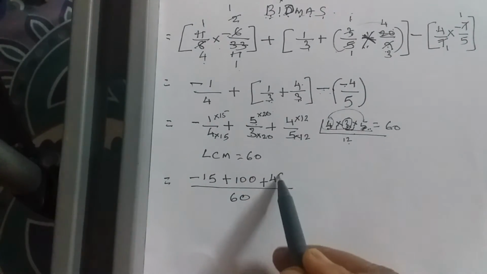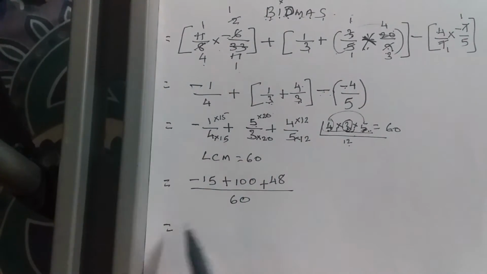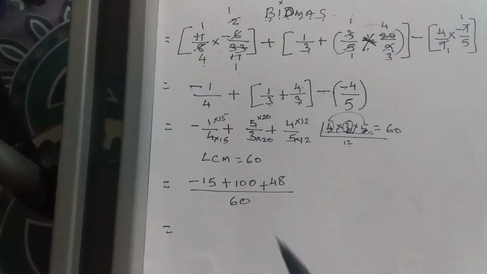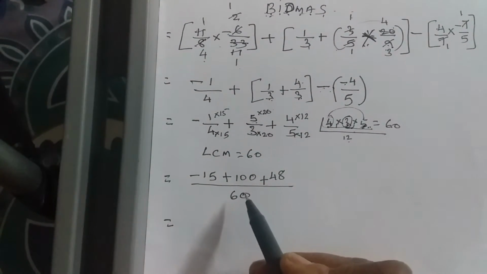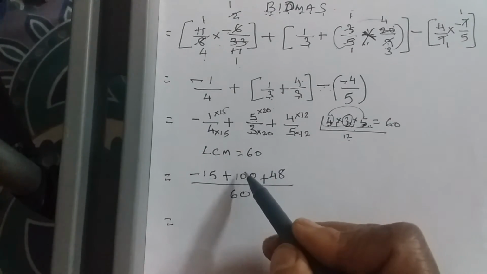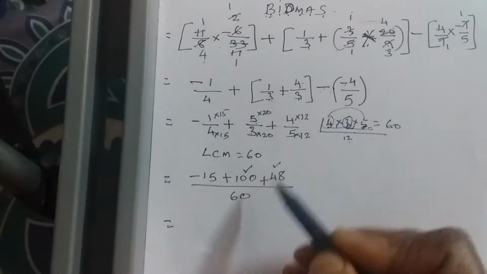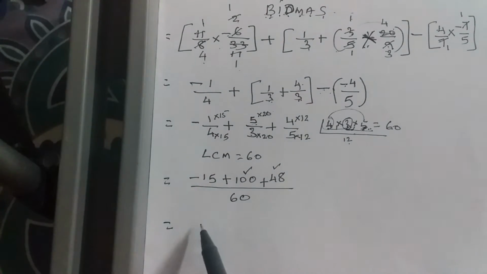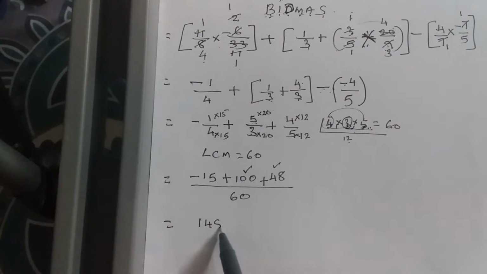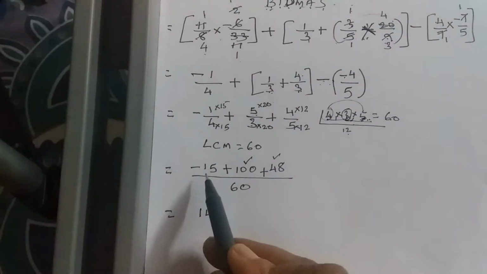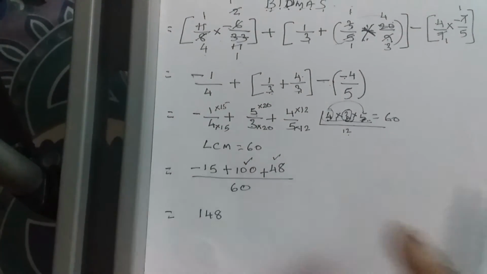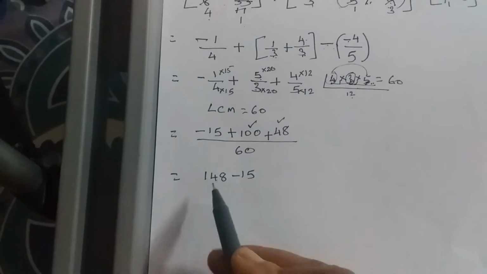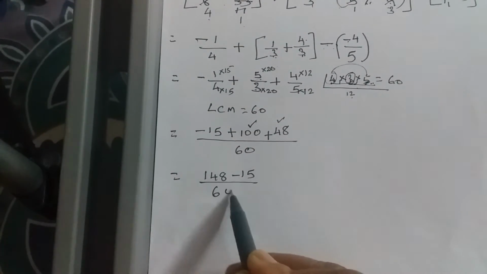4 12s are 48. Now look at the numerator. We have one negative number and two positive numbers. How to simplify this? When you have positive and negative numbers together, add all the positive numbers first. 100 plus 48, then how much are you getting? 148. Then add all the negative numbers. There is only one negative number, no second number to add. So just minus 15. Write it as it is, divided by 60.